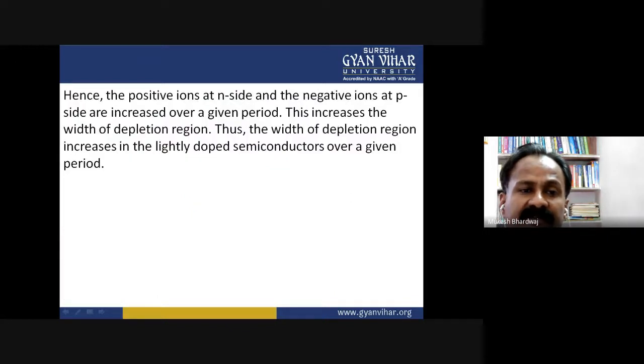Hence, the positive ions at the n side and the negative ions at the p side are increased over a given period. This increases the width of the depletion region. Thus, the width of the depletion region increases in lightly doped semiconductors over a given period.